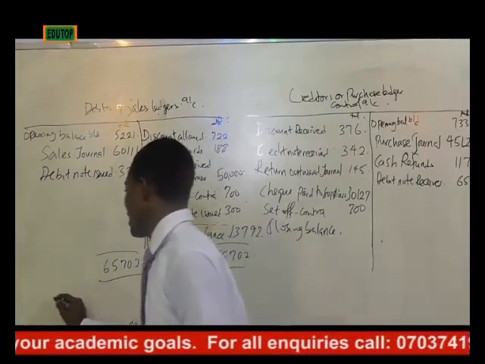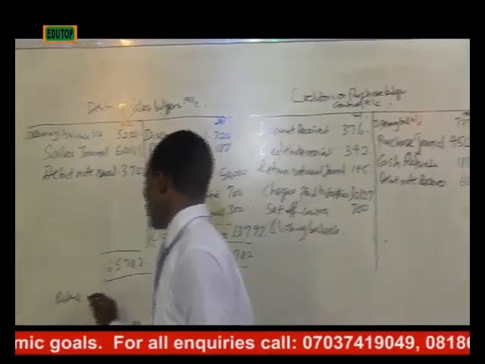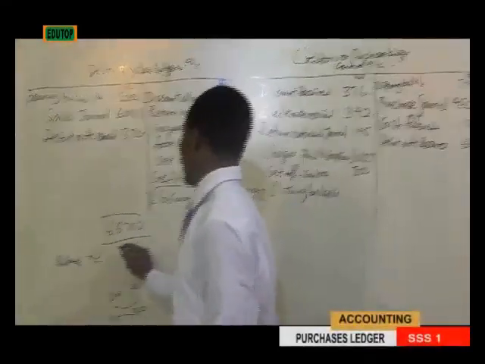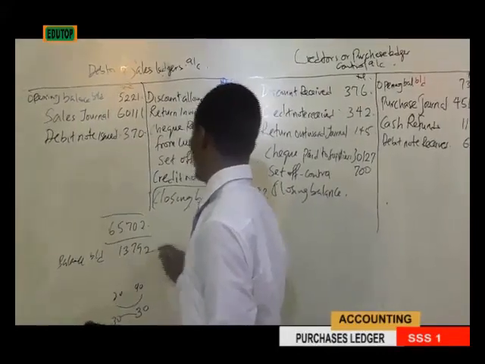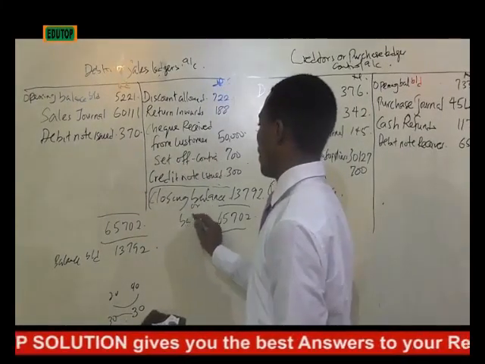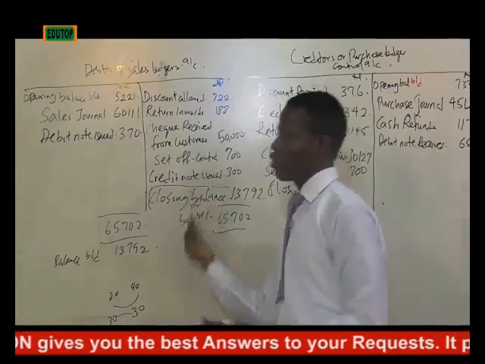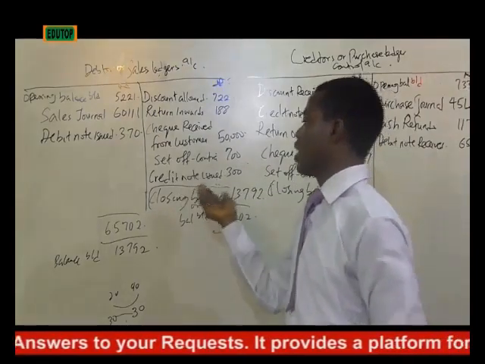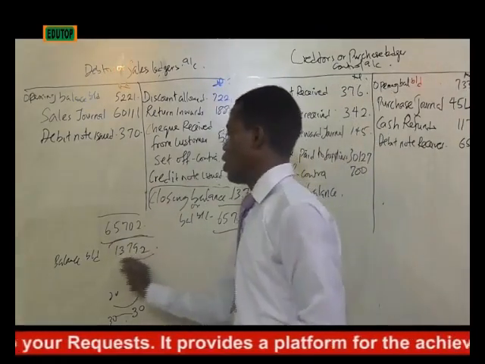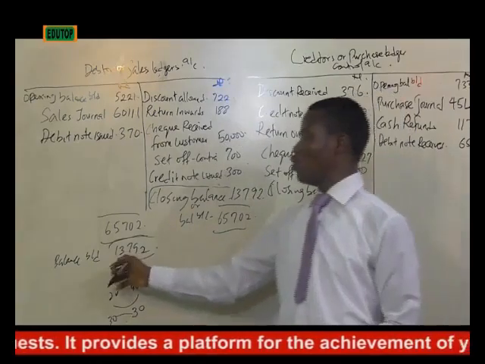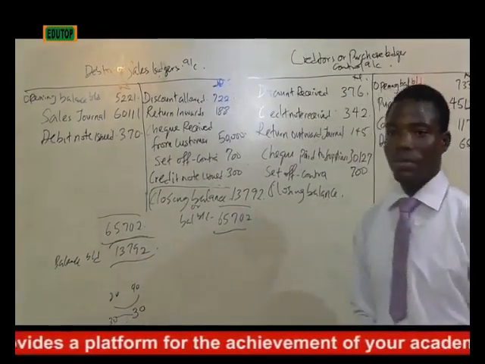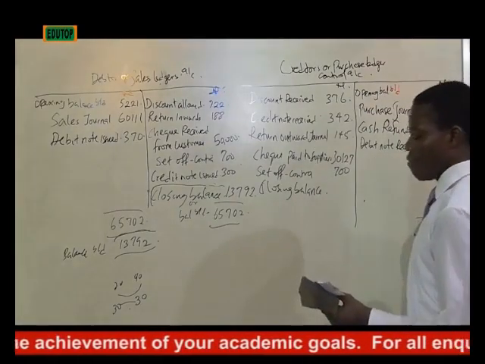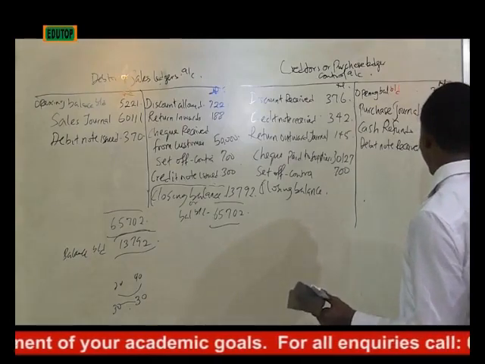So you bring it under here, that balance BD, which is 13,792. You can also call it balance BD instead of writing closing balance. But for you to know it very well, that is why I use closing balance. So this is the amount that your customer owes you at the end of the month. Under here, the total of this, we have 52640.